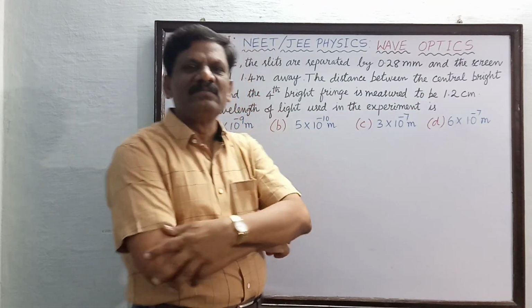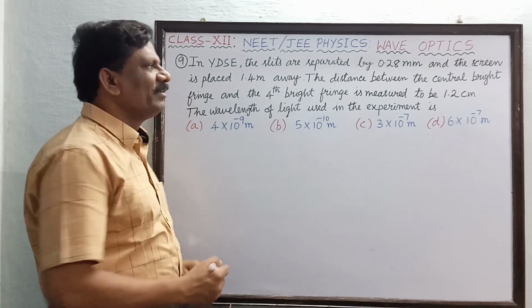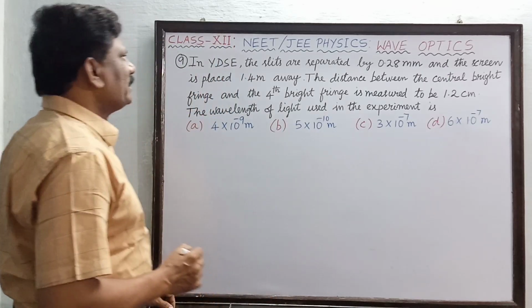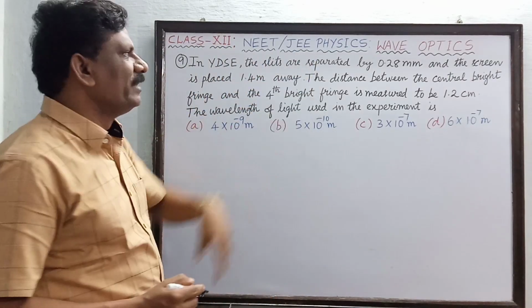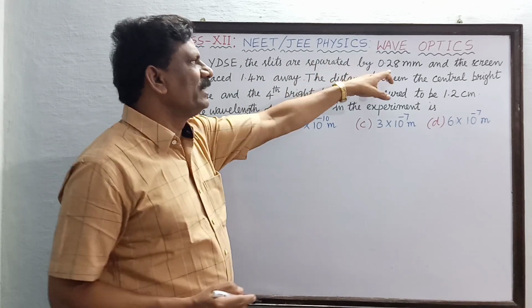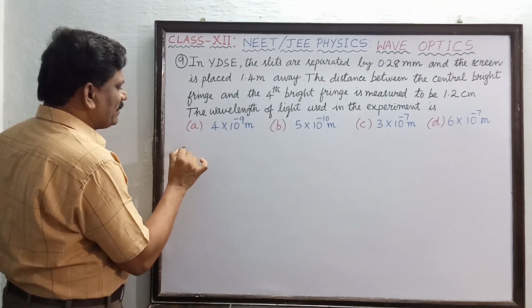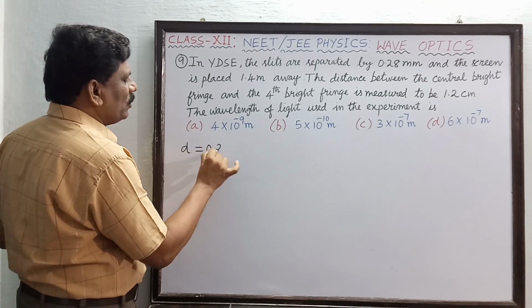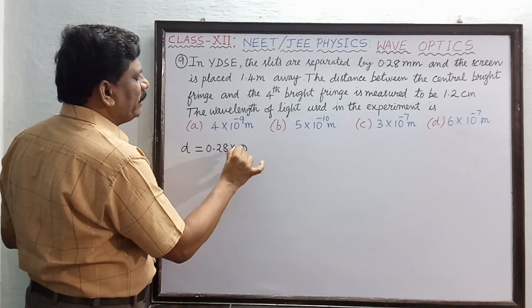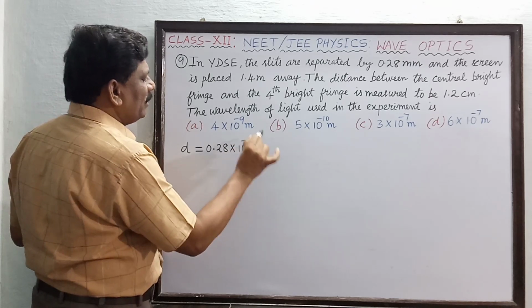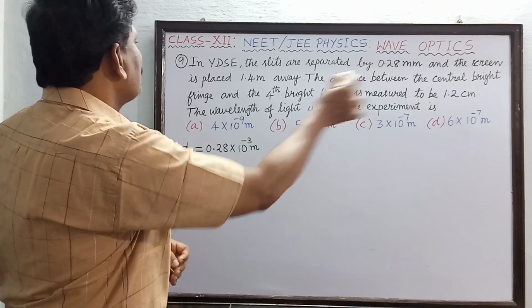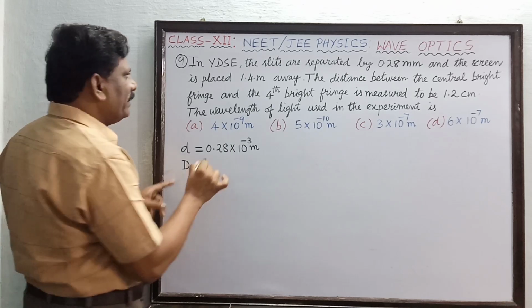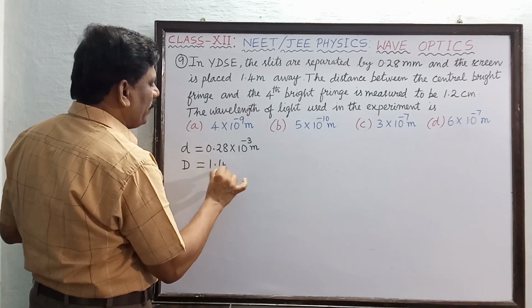Very interesting problem, and this type of question has very frequently been asked in previous competitive exams. Okay children, now what are the given quantities? First make a list. The slit separation is 0.28 millimeter, so the slit separation is given by small d, that is 0.28 into 10 power minus 3 meter. And the screen is 1.4 meter away. The distance of the screen is capital D, and that is equal to 1.4 meter.